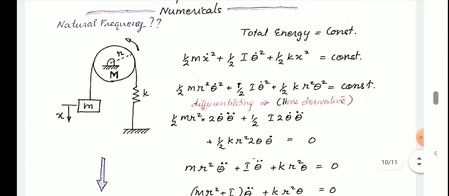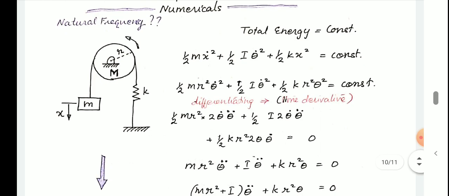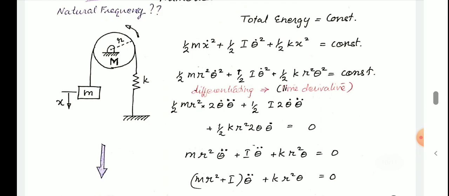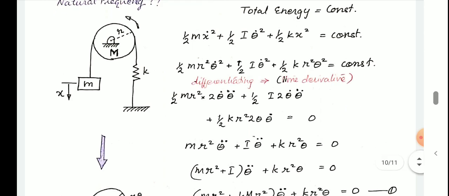What is the energy method? Total energy of the system is considered to be always a constant. Total energy means what? Whatever components are there in the system, the energy in all the components you have to add up, and that should be equated to a constant. Let us take up the components one by one.